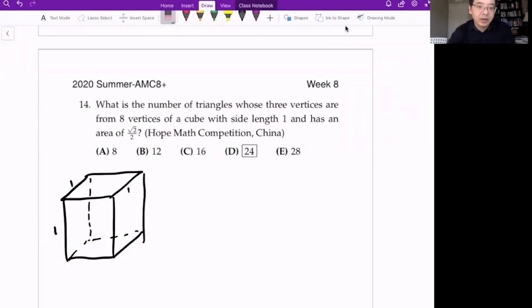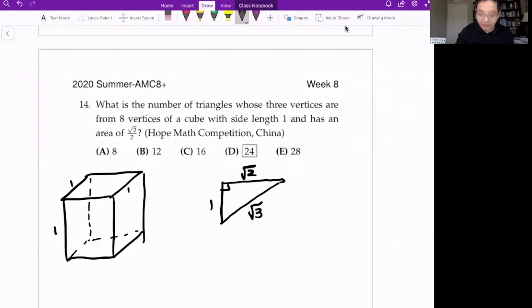Problem number 14. So this problem says we have a cube, and then we are looking for triangles whose 3 vertices are vertices of the cube, and that has an area of square root 2 over 2. Okay, so first, let's figure out, among all those triangles, what kind of triangle has area of square root 2 over 2? Well, if you look at that, it's not that hard to figure out. The triangle should be like this. It's a right triangle. One leg is 1, one leg is square root 2, and the hypotenuse is square root 3. So for example, this is one of them, right?